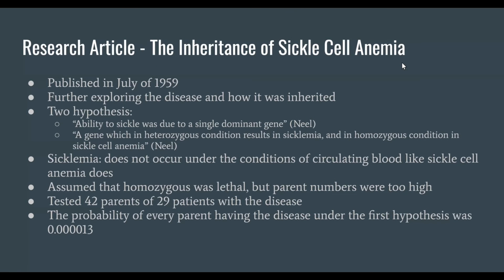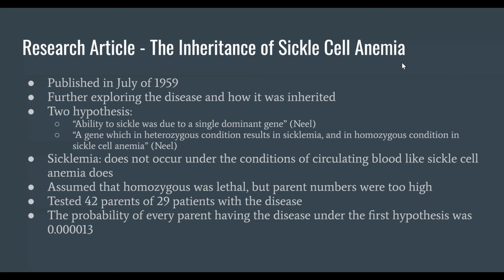Moving on, this is the research article that we decided to explore. It is called The Inheritance of Sickle Cell Anemia. It was published in July of 1959. And basically, this is when sickle cell was fairly new. It was about 50 years from being discovered, and scientists were just trying to figure out how it was inherited.